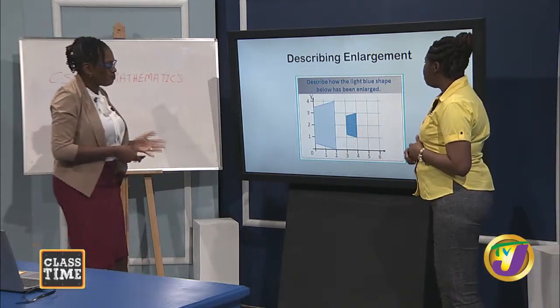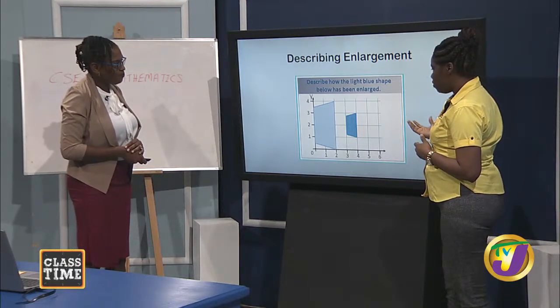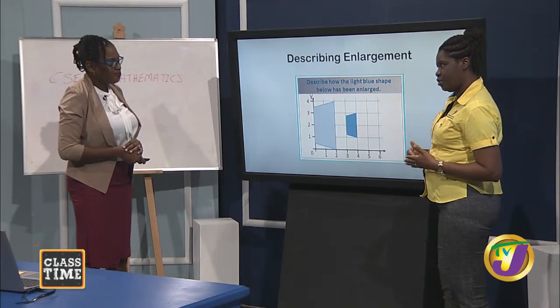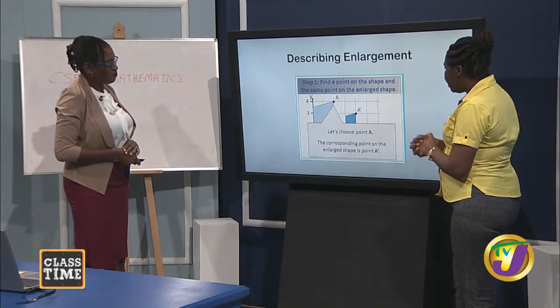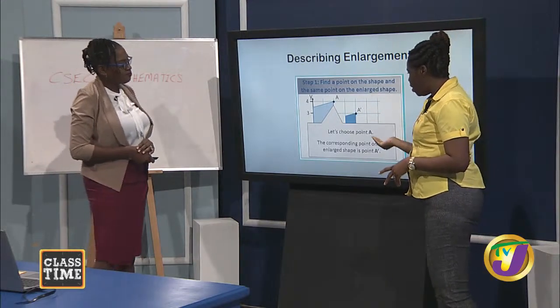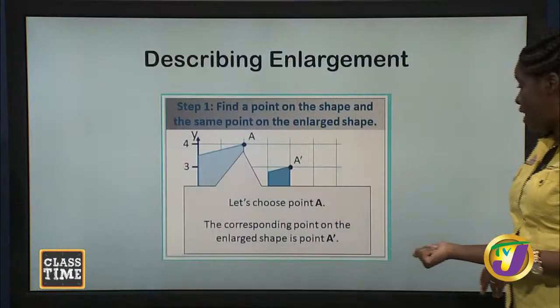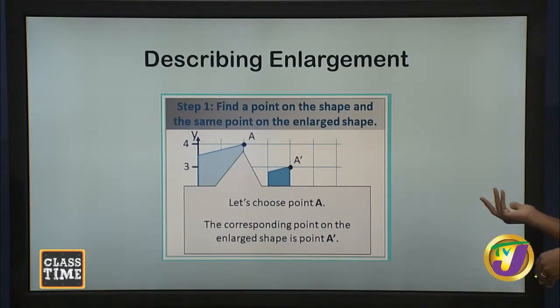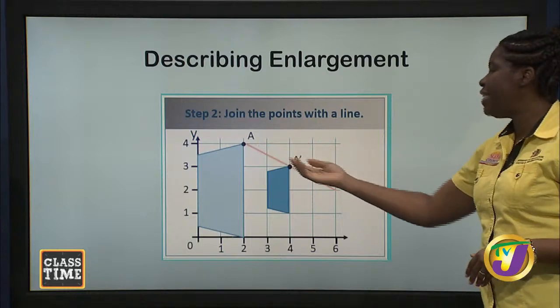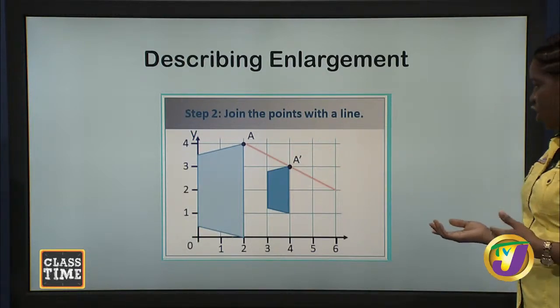of enlargement. But remember, how do we find the center of enlargement? Because we usually start off with the center of enlargement. Yes. So let's find the center of enlargement. Quickly, we'll just choose a point, corresponding points on both object and image, and draw a line segment, continue, draw a line, and we'd extend this line past the shapes.